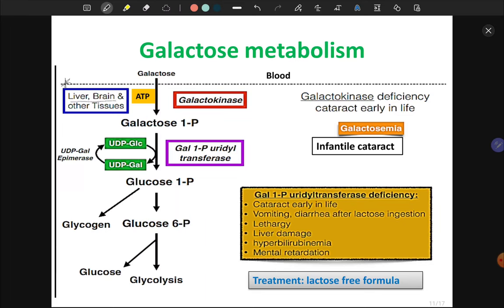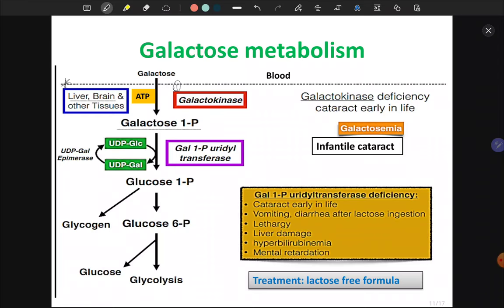So once the galactose enters into the cells, mainly liver and brain, it will see the first enzyme that's called galactokinase, which is similar to the enzyme in glycolysis, but this is called galactokinase. The substrate here is galactose. It will use ATP to phosphorylate galactose to galactose 1 phosphate.